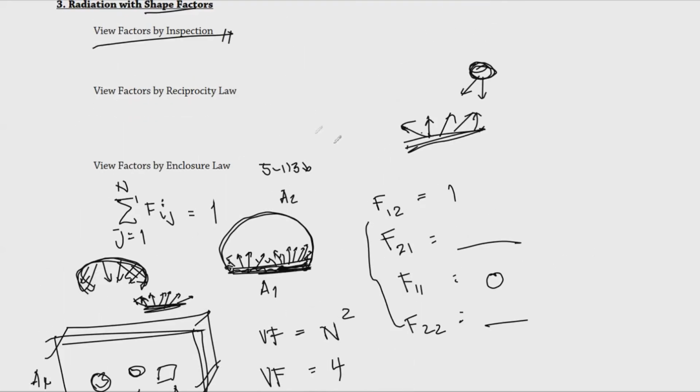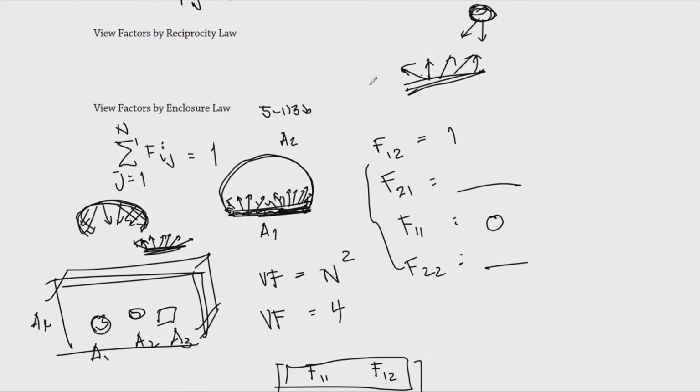Now let's talk about the last one, which is the view factors by reciprocity. Again, I would like to emphasize that inspection could be something like Fij is equal to 0 or Fij is equal to 1. We usually solve for those in a way that we can actually see it. So that's how it goes for inspections.